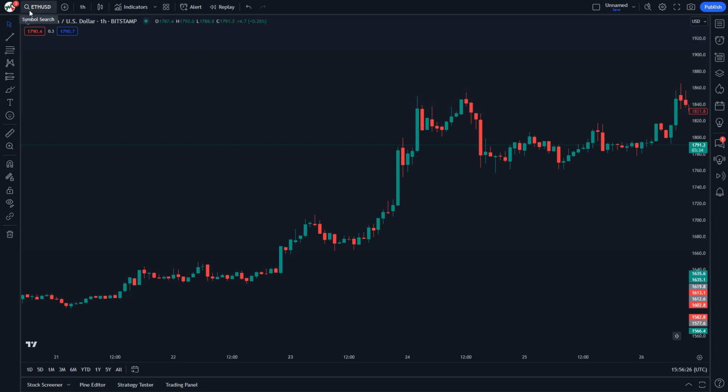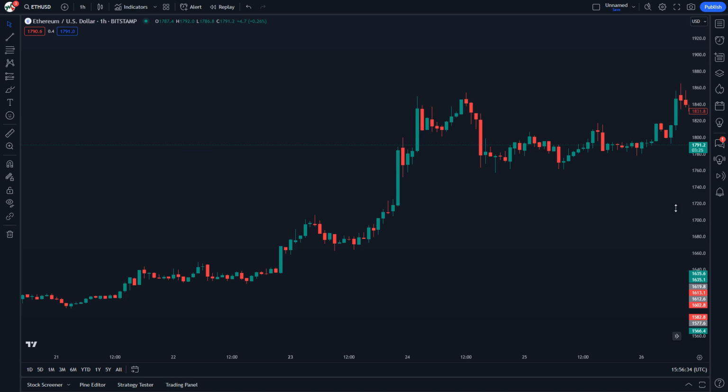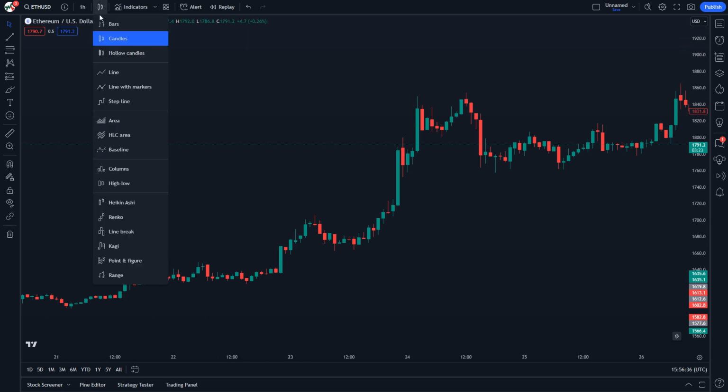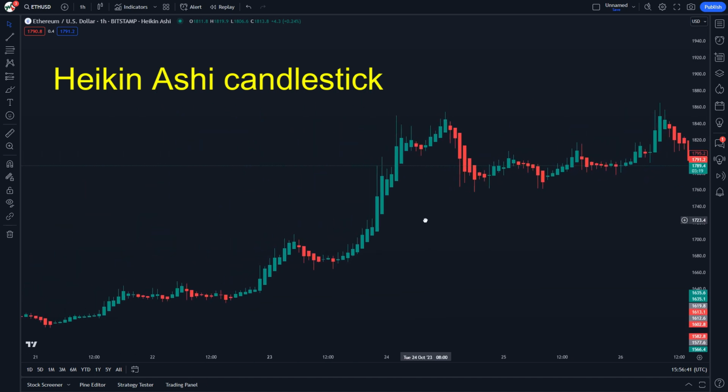First, open TradingView and open a chart at the 1 hour time frame. By default the chart is displayed with traditional candlesticks. To change the chart to Heikin Ashi style, just click on the Candle tool. Select the Heikin Ashi type and you get it now.